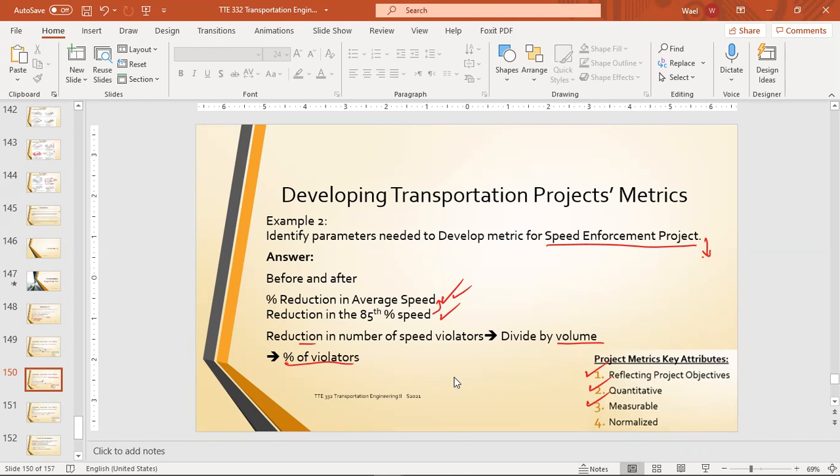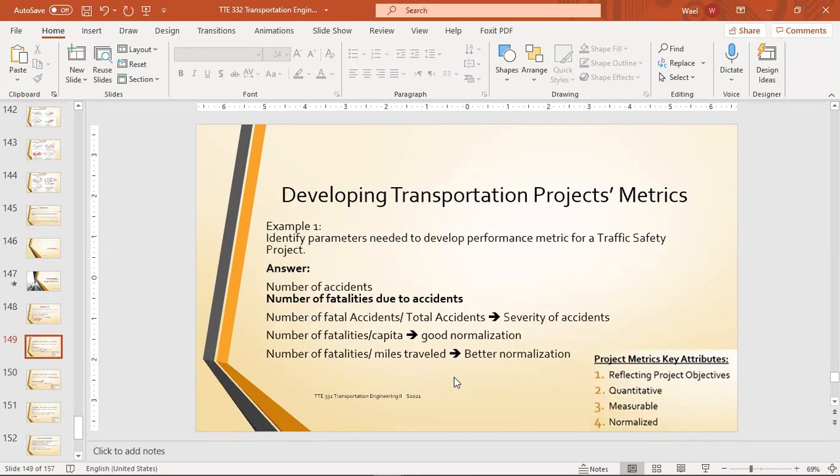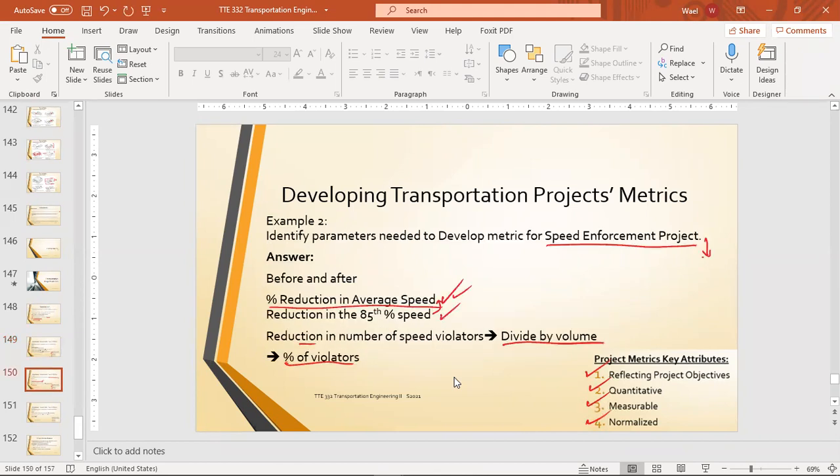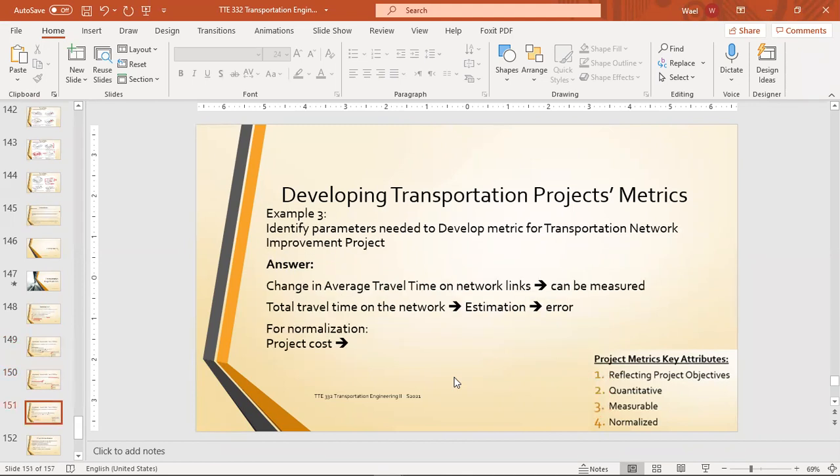Can it be normalized? Yes, by dividing by volume or dividing by the number of observations. Here, we're taking the average. So this is a good indicator. Again, we can do the same here. Number of accidents, number of fatalities. This is reflecting project objective. Are these quantitative? Of course. Number of accidents can be counted. Number of fatalities can be counted. Measurable? Yes. Normalized? Yes. Can be divided by capita or divided by miles traveled. So it's good to have this checklist to check against.